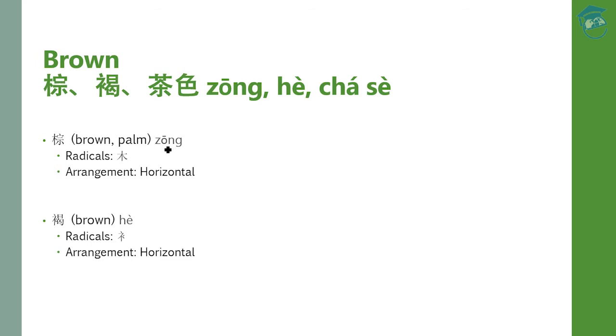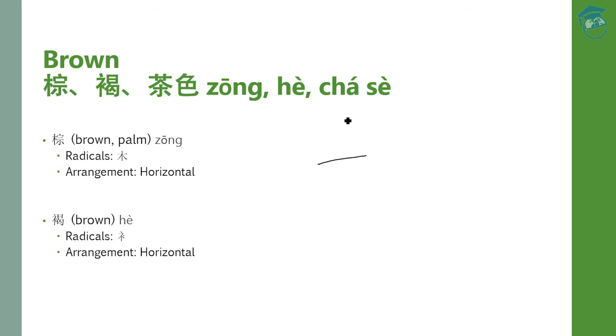Okay, this is the pinyin 棕, and the radical is this one, what's on the left there. As you can imagine, palm tree is a very woody type of tree, so that's why we use this radical here, which is 木, wood. Okay, the arrangement is horizontal because you have left and right components here. Let's look at how to write 棕.